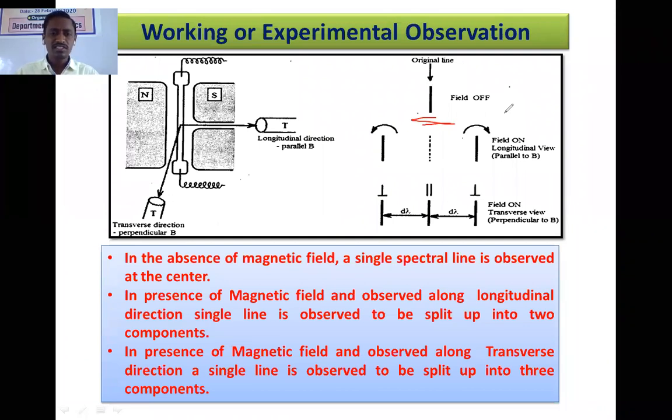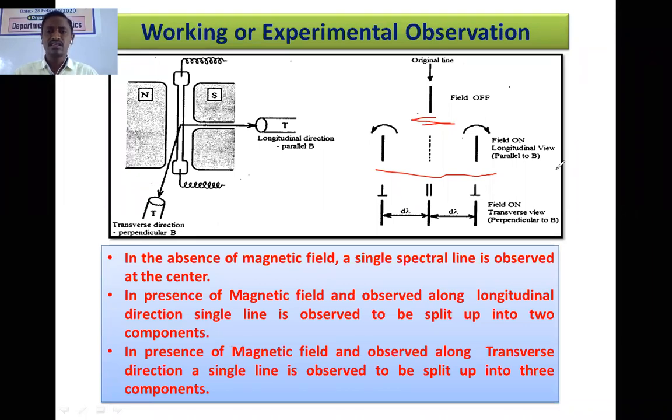For this observation, as I have told you earlier, a hole is drilled in one of the pole pieces. Then, observing the Zeeman effect along the longitudinal direction through the hole drilled in the pole piece, a single line is found to be split up into two component lines. We can see this in the second observational figure. These two component lines are symmetrically distributed about the central line.